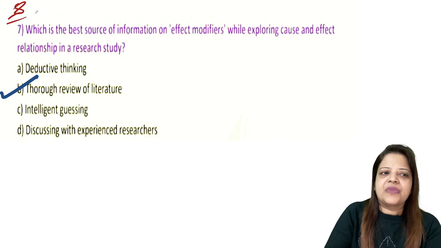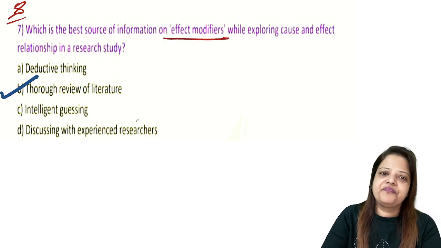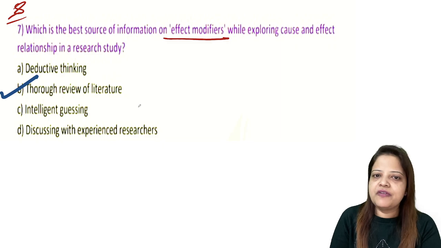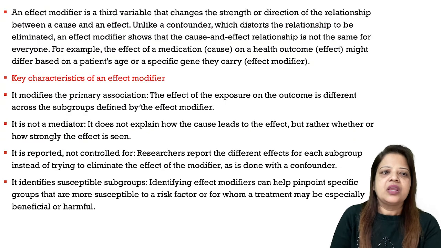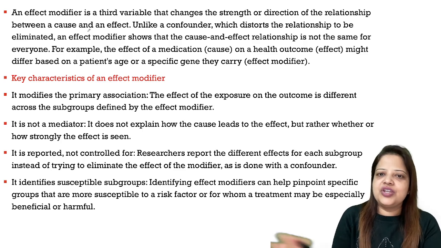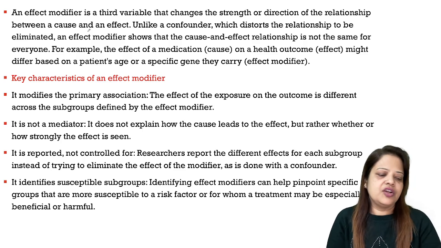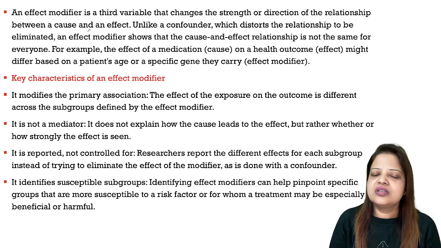Question number 8. Which is the best source of information on effect modifiers? So let me tell you what is effect modifier while exploring cause and effect relationship in a research study. Effect modifier, I think I have already discussed this question. Effect modifier is the third variable that changes the strength or direction of the relationship. So these are a few of the mock questions.